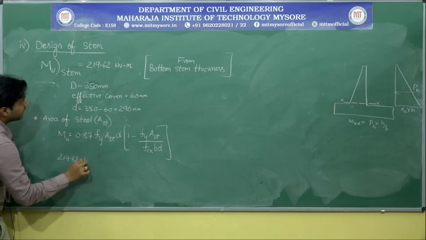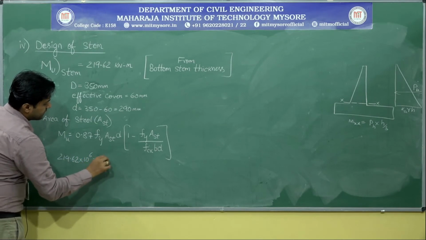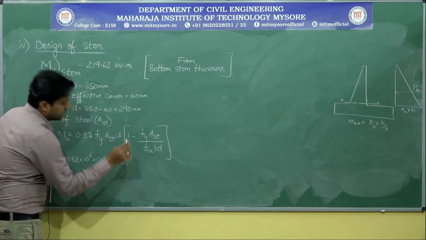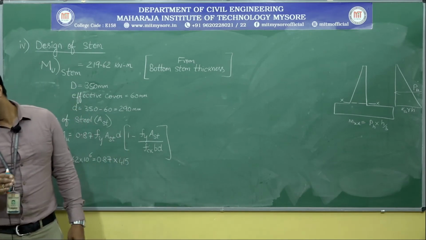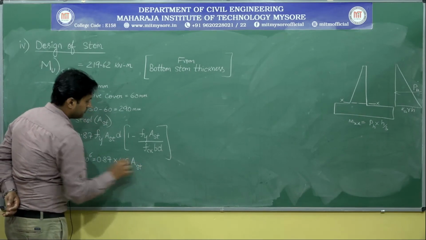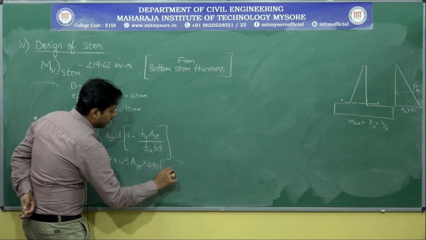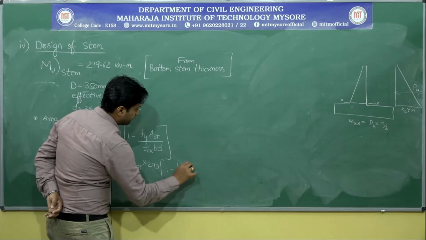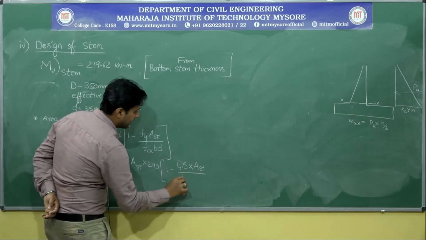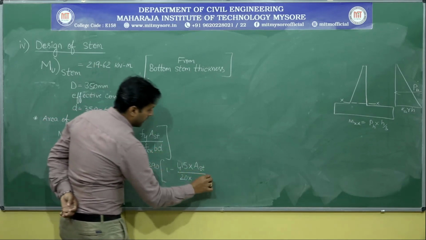Just multiply it by 10 to the power of 6, is equal to 0.87. What is the grade of steel? I think it's 415. Just cross check it. Yes, it is 415. Ast only we are calculating. Into d, it's 290. Into 1 minus fy is 415 into Ast, which we are calculating, divided by fck is 20. Breadth I will leave for the time being. Depth 290.